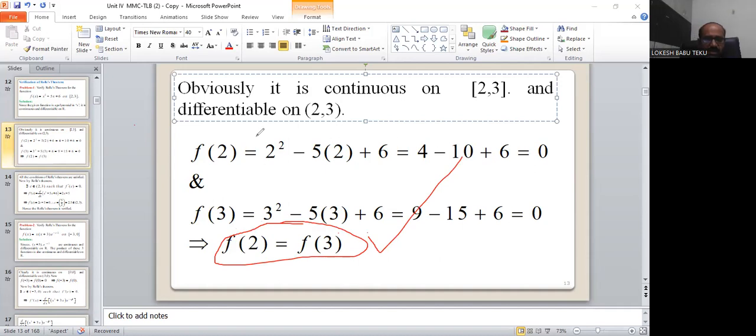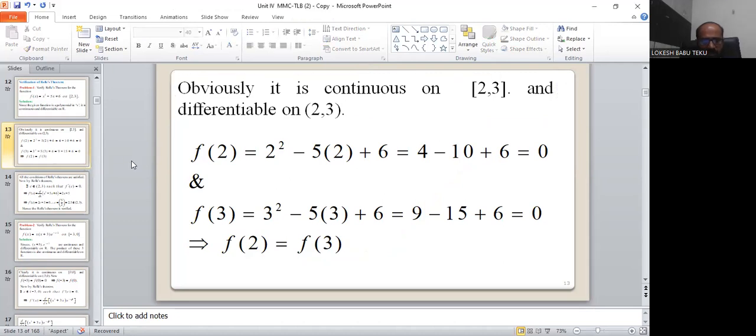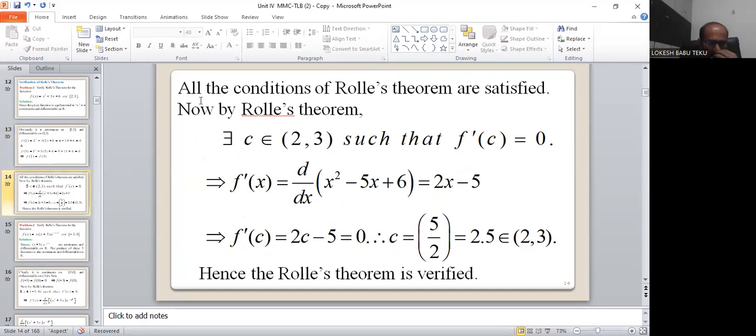First condition is continuous. Second condition is differentiable. Third condition is f of a equal to f of b. Next, then there exists a c belongs to (a, b). It means all three conditions of Rolle's theorem are satisfied. Therefore, there exists a c belongs to (a, b) such that f dash c equal to 0. What is f dash c? First of all, find f dash x.